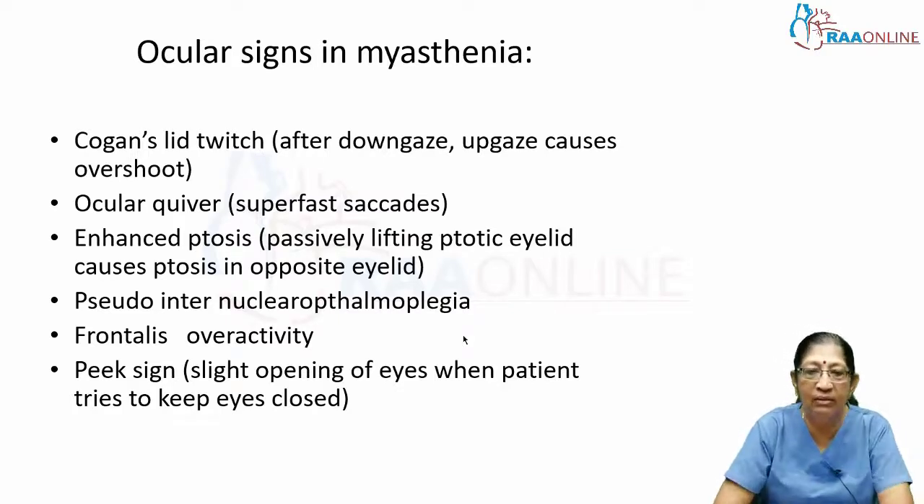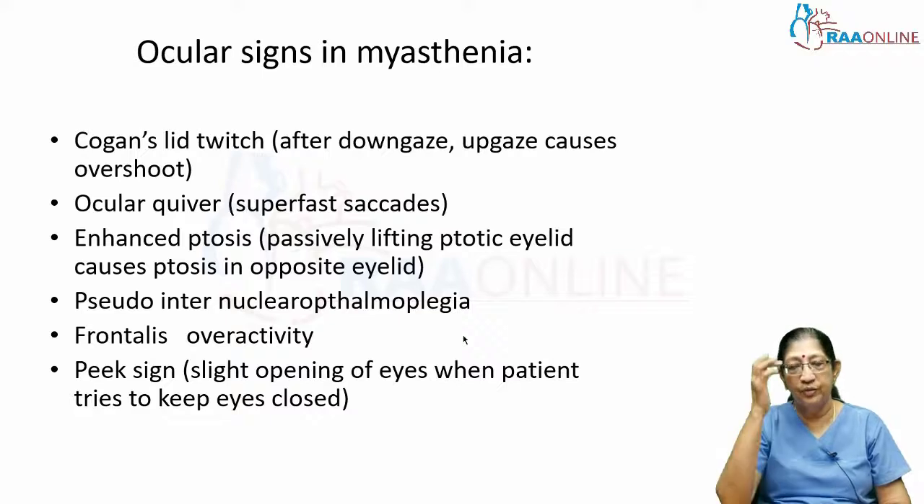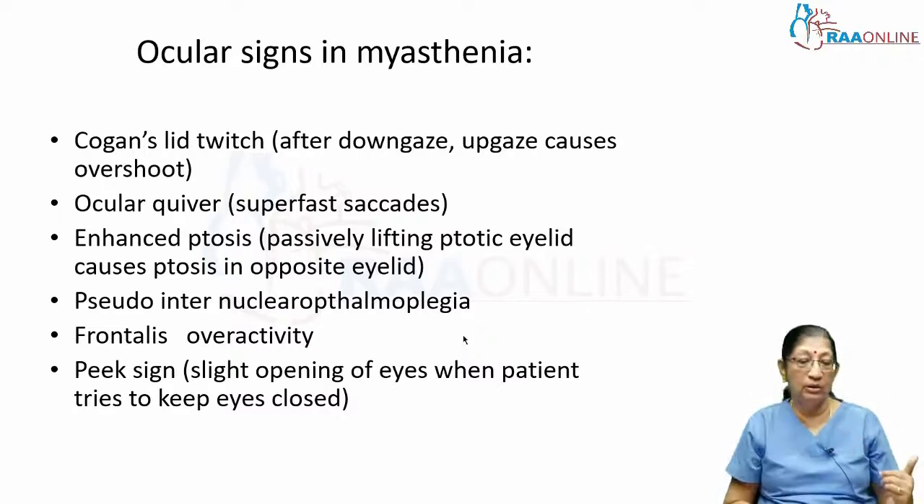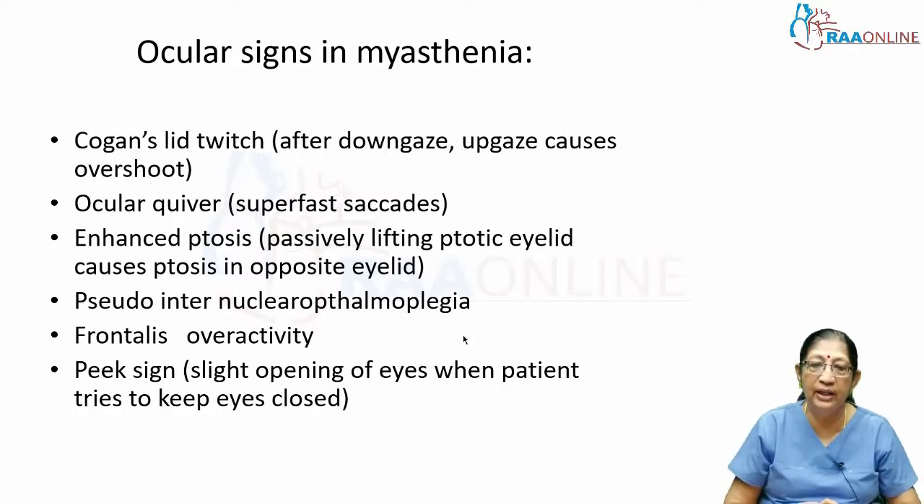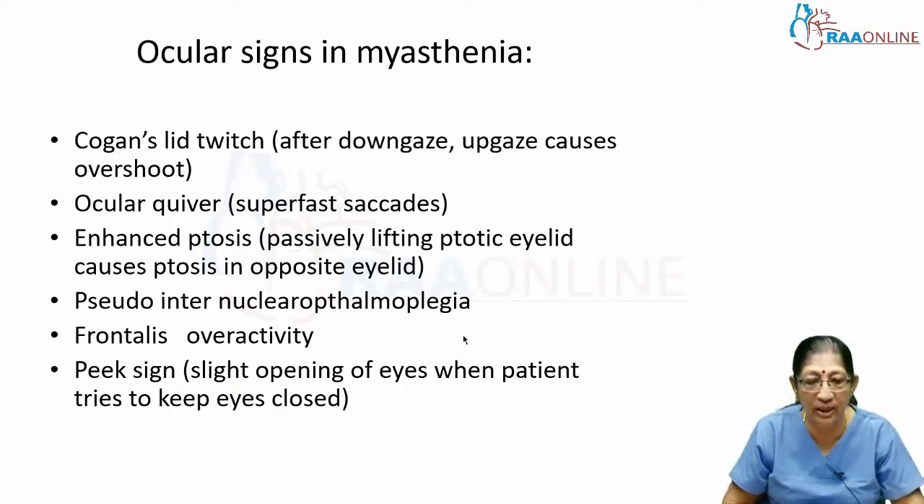Then sometimes they have super fast movements of the eyes to correct the positions, and that is known as ocular quiver. Enhanced ptosis: if you lift one eyelid passively, the ptotic eyelid causes ptosis in the opposite eye. Passively lifting the ptotic eyelid will cause ptosis in the opposite eye to be enhanced. Then they can have features of pseudo internuclear ophthalmoplegia. They have an overactivity of the frontalis when they try to open the eyes.